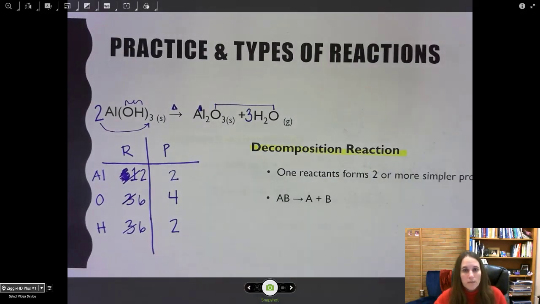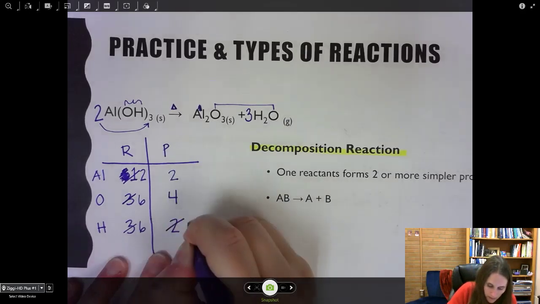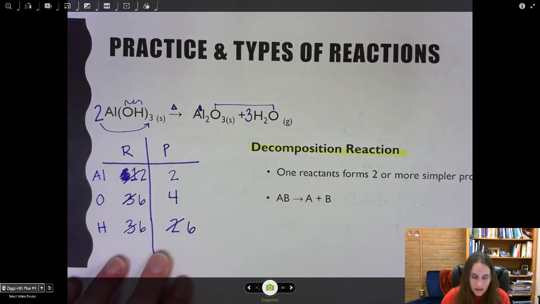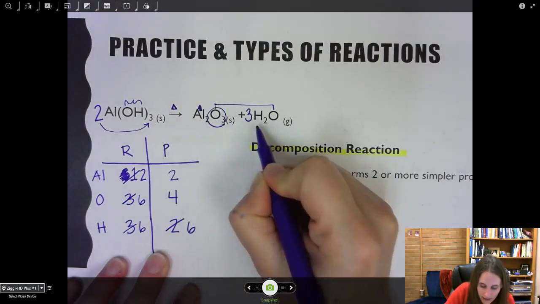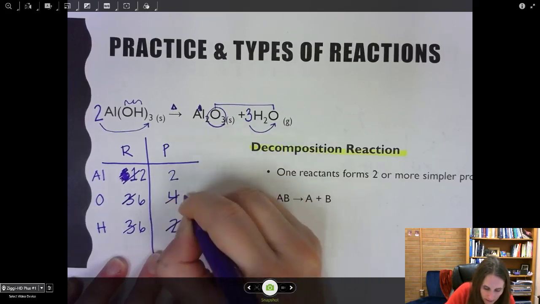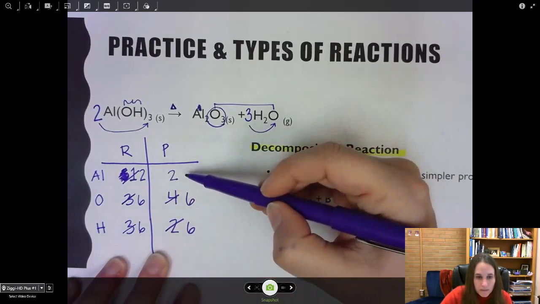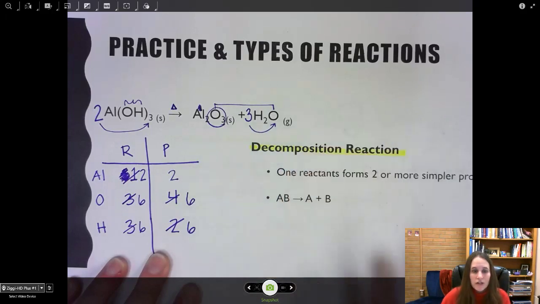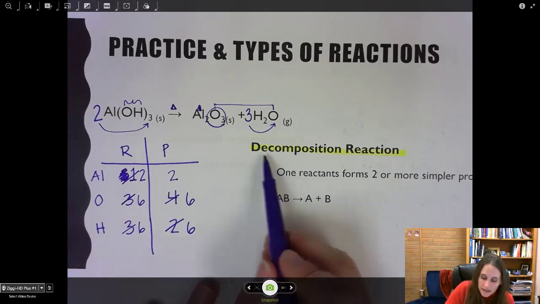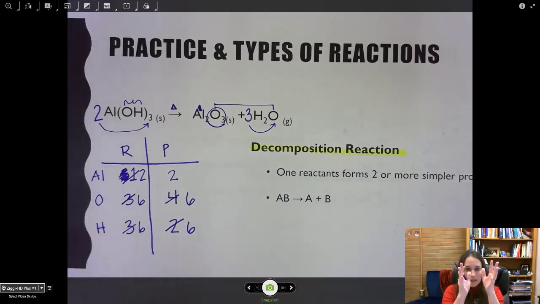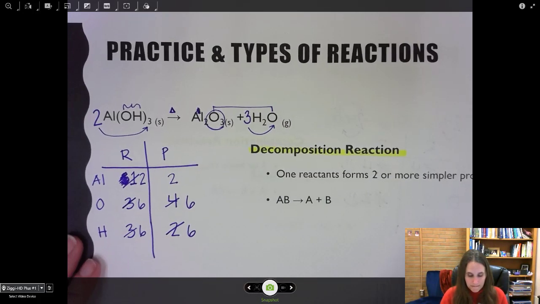So 3 water molecules are coming out. So that would then make this 6. And if you look, you'll notice I have fixed the oxygen problem as well. I have 3 oxygen here, and now I have 3 oxygen here, and I have balanced the aluminum, the oxygen, and the hydrogen on both sides of the reactants and the products. And again, this is a decomposition reaction because I have one reactant that's breaking down into some simpler products, maybe even its elements.